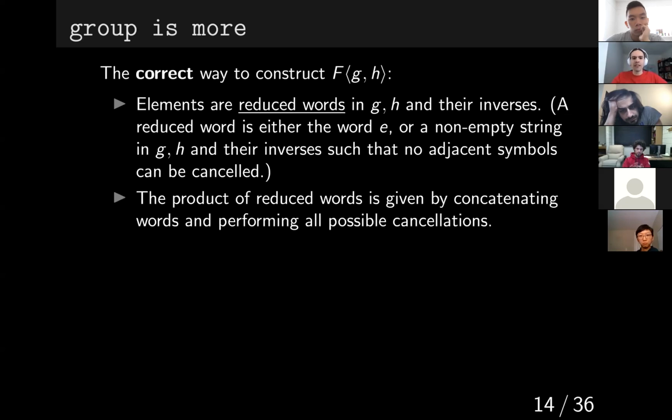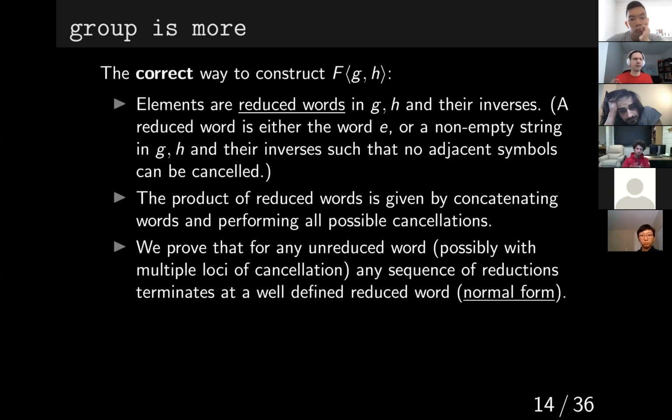Now, what is the product in this group? They're not classes, they're just reduced words. The product is that you concatenate two words, and then in the place where they meet, there might be opportunities to cancel. So you keep canceling until you get down to a reduced word.